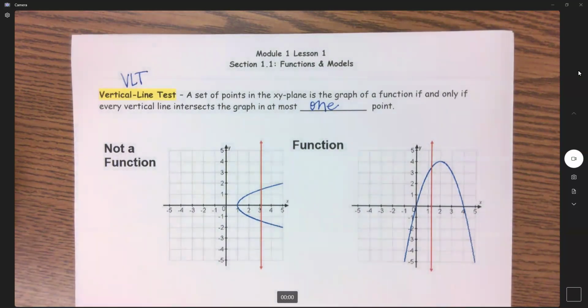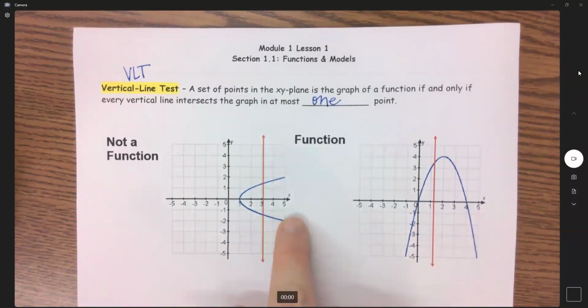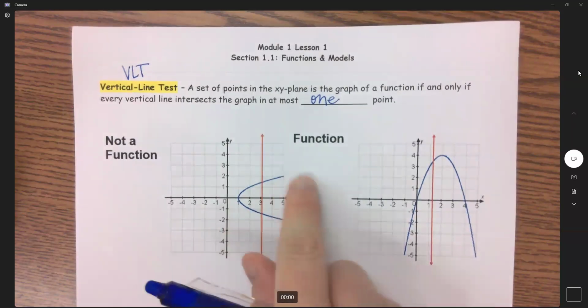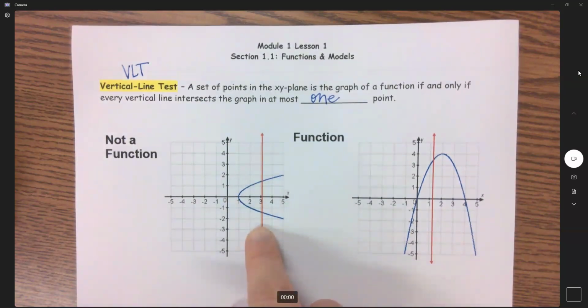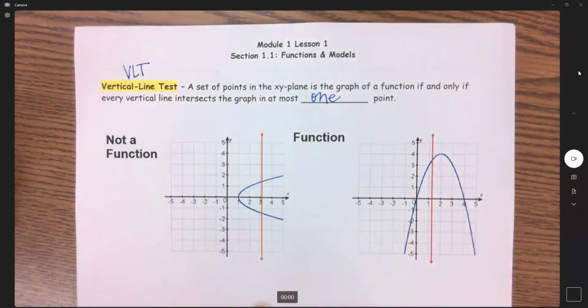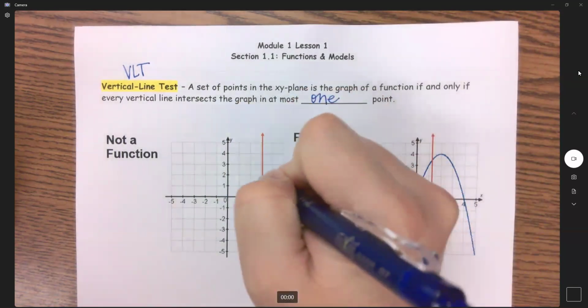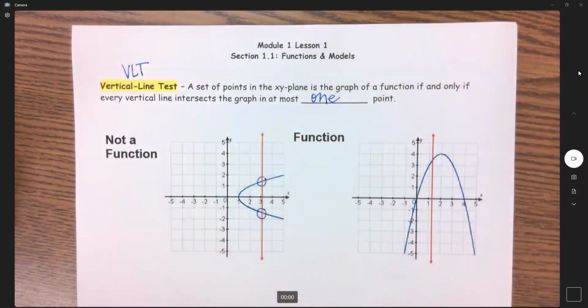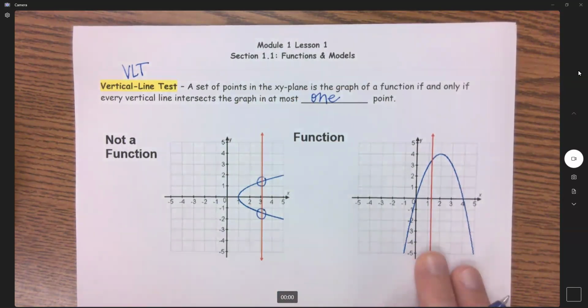This works when I have a graph. You can see here, this is an example. This is called a parabola, this U-shaped graph. This parabola is not a function because when I use that vertical line test, I intersect that graph in 2 different spots. This one would be an example of a function.